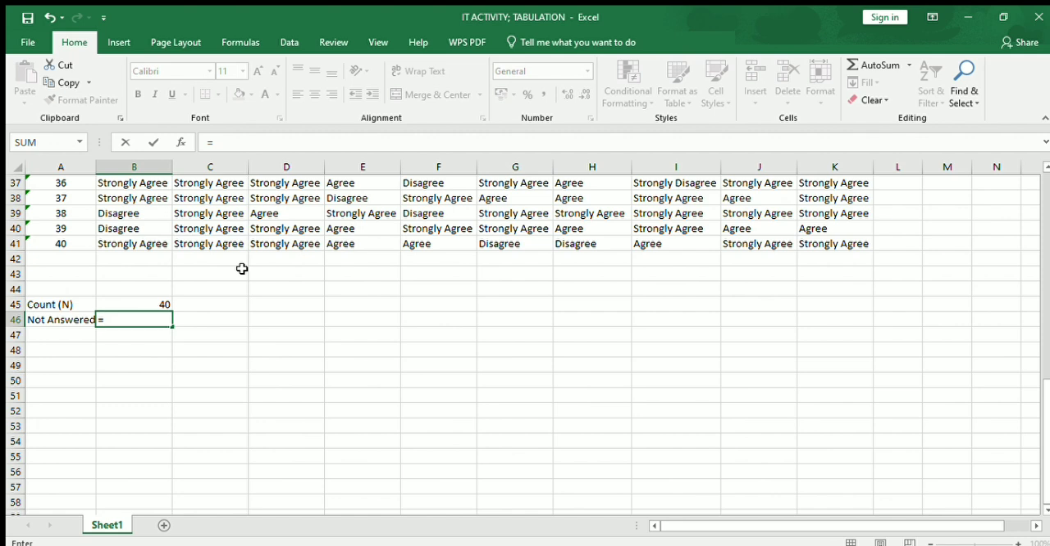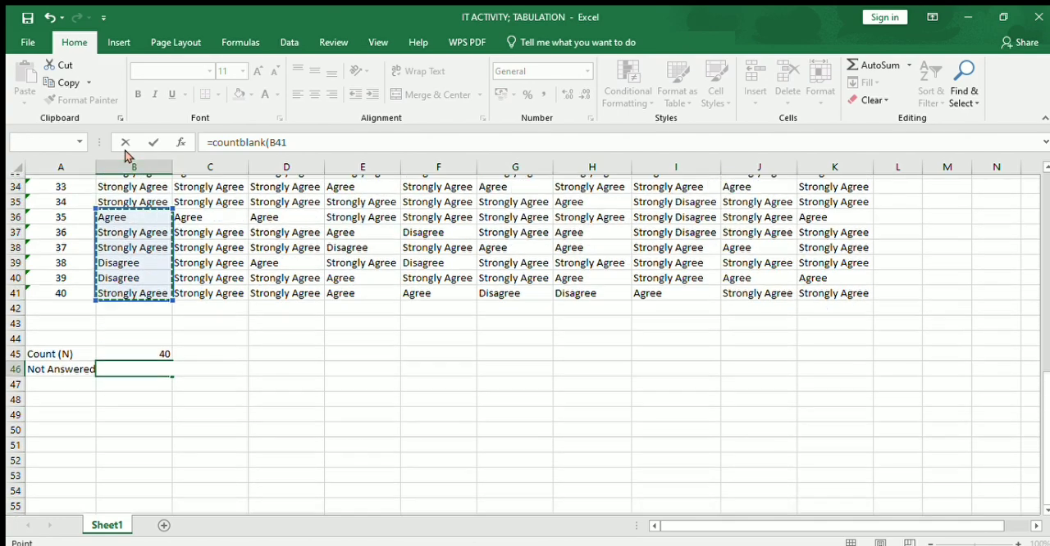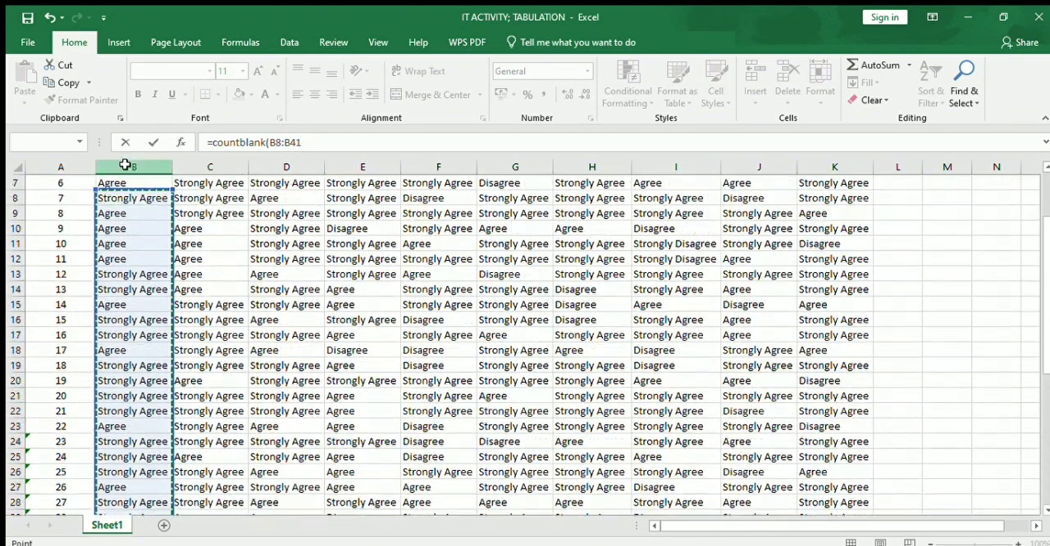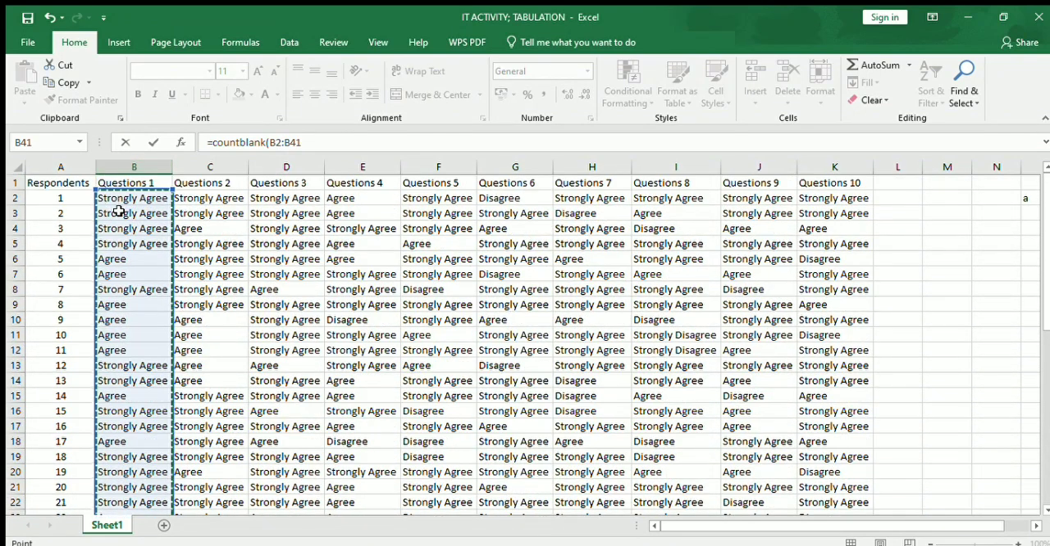The formula on how to get the not answered is equal sign COUNTBLANK, open parentheses, and then highlight 1 to 40 and close parentheses, and then enter. And then you will get the total amount of the respondents that did not answer.